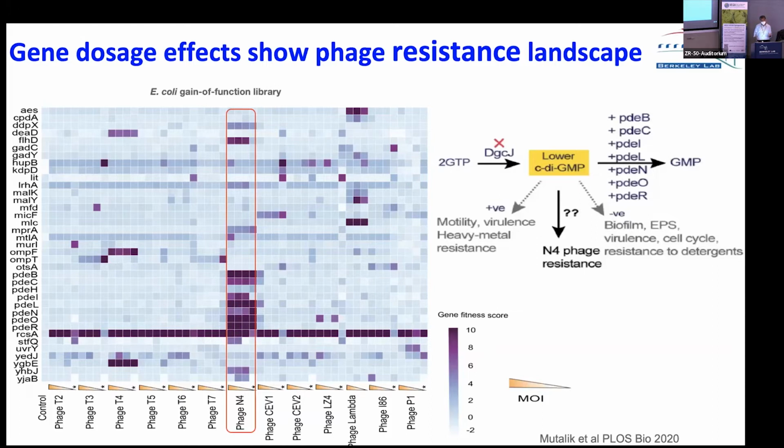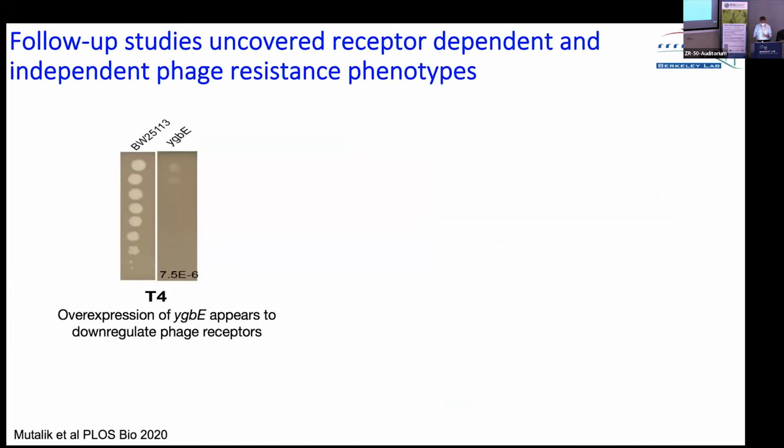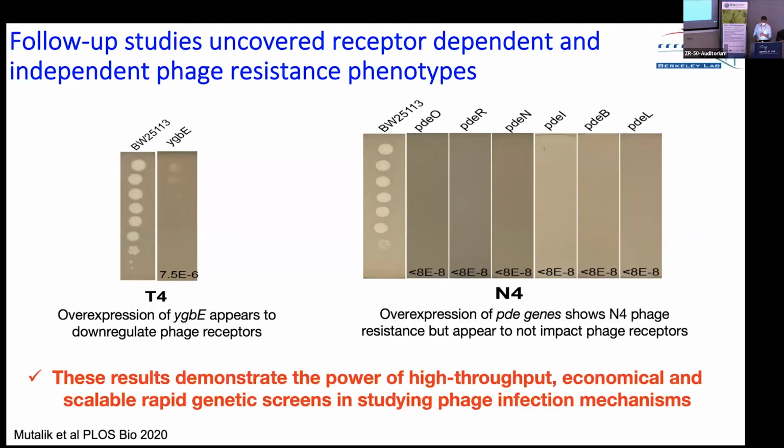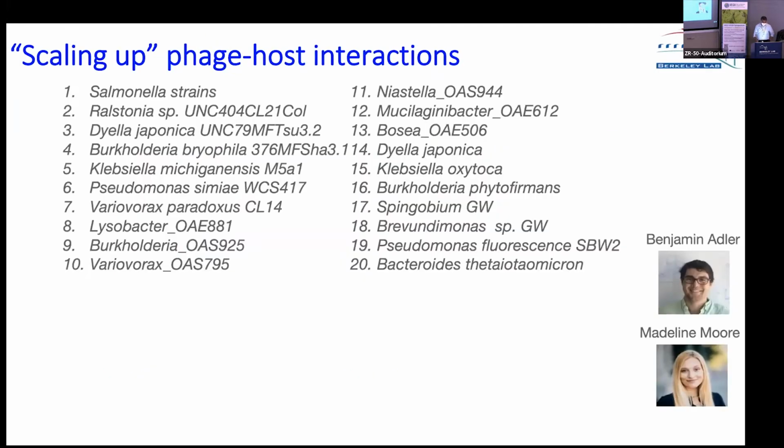So these kind of studies definitely give more information on that. We followed up these studies with some validations to test whether overexpression of one particular gene, which is of unknown function, or overexpression of some of these degradation enzymes which are involved in phage receptors. These results give us a more economical way of quickly doing the screenings and understanding the mechanisms of infection. So what next, right?